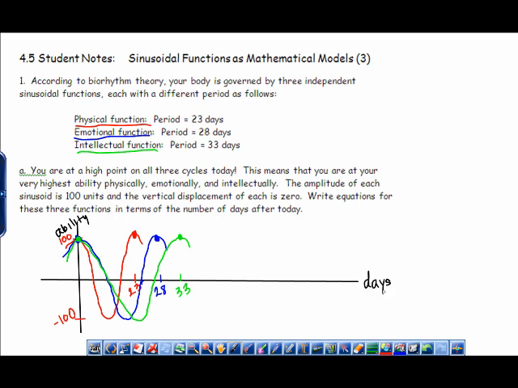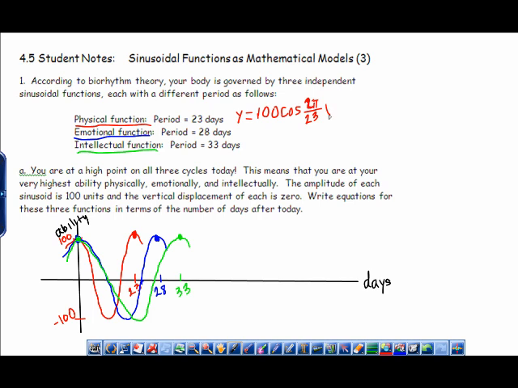In fact, they have almost everything in common except for the period. So in going back and writing our equations, you have y equals, there is no vertical shift. The amplitude is 100. Definitely going to use cosine here since I'm starting at a peak. The b value is going to be different for each one. So the first b value is going to be 2 pi over 23. Now that does not simplify. Let me make sure that's clear here. 2 pi over 23. All right.